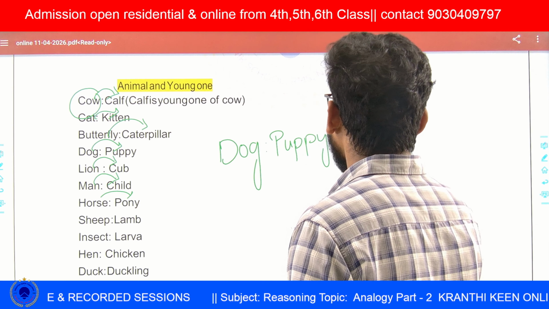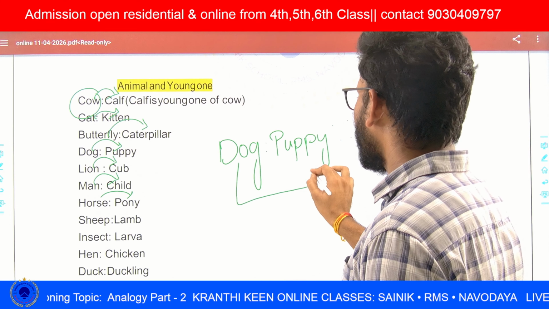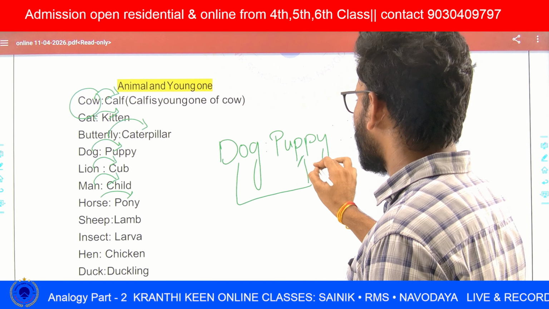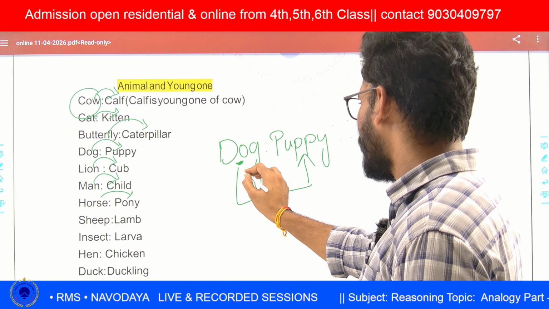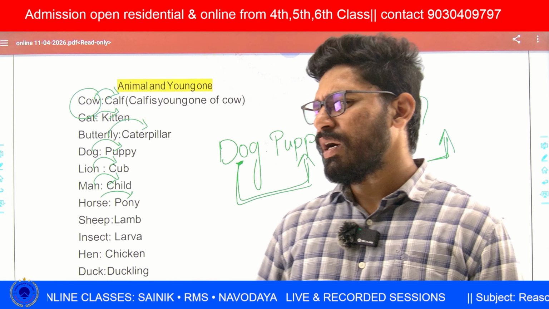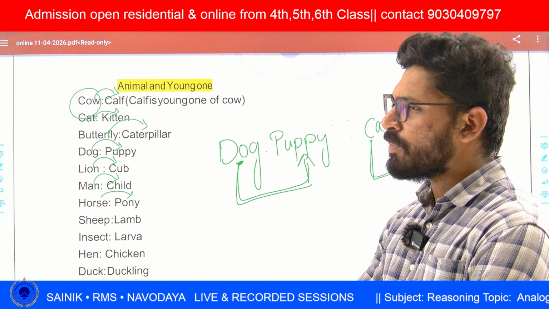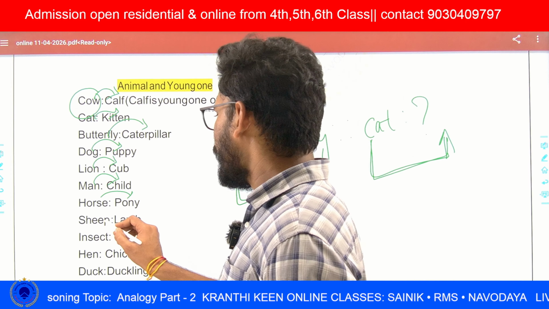Then how is cat related to kitten? If you know the relation between these two, then only you are going to find the other two. So you are going to solve this with the relationship between these two words. It is much necessary to have the basic knowledge on animal and young one also. I hope there might have been a question on this in the previous years also. They are asked once. So we are learning this. We should not give a chance to the examiner.